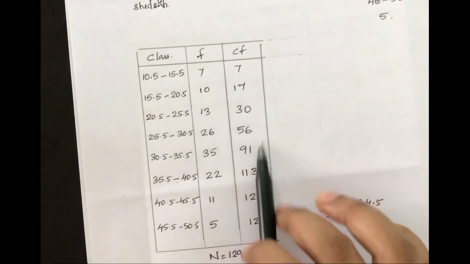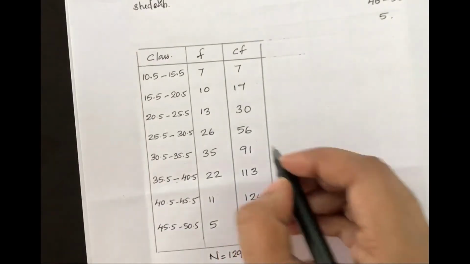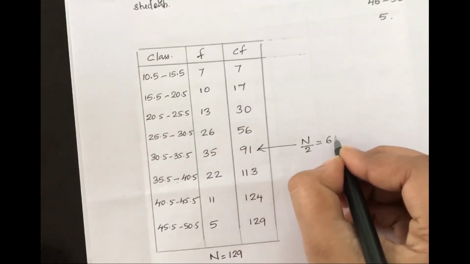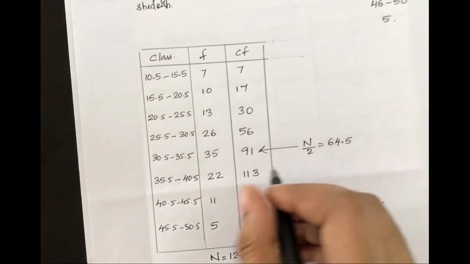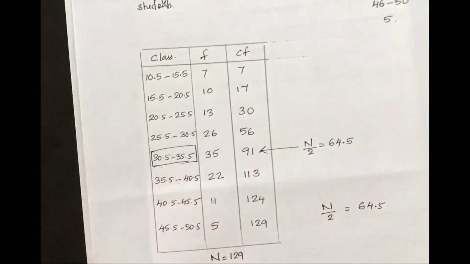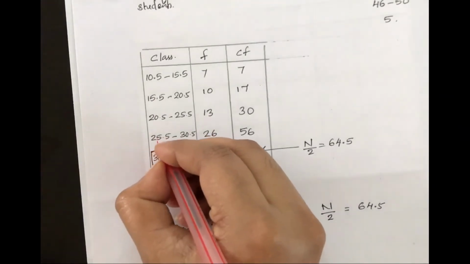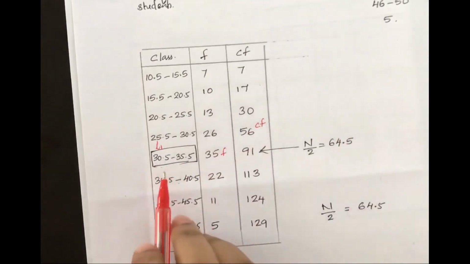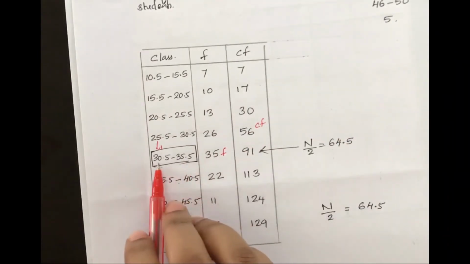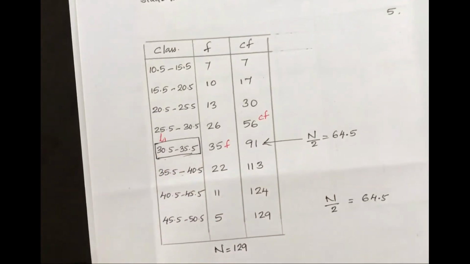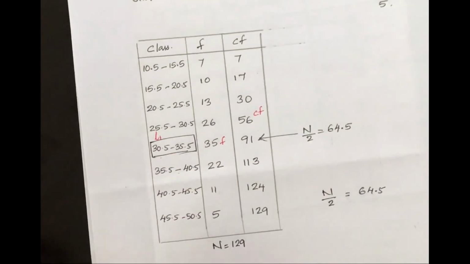Find out which cumulative frequency includes 64.5, this one. Okay, here n by 2 equals 64.5. So our median class is 30.5 to 35.5. This is its L1. Okay, this is its F. This is CF. Class width C is equal to 35.5 minus 30.5.